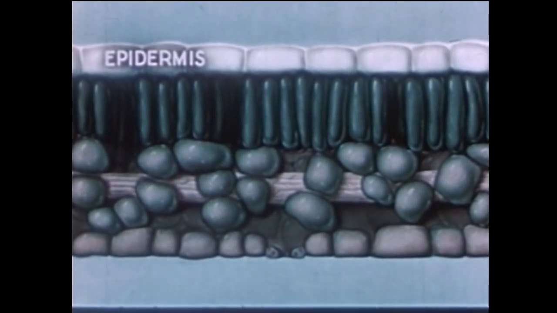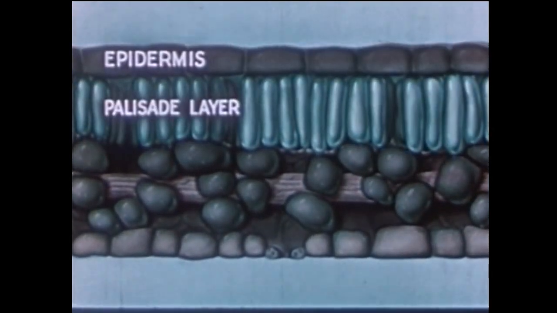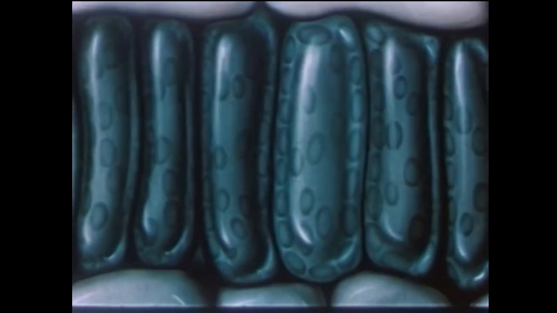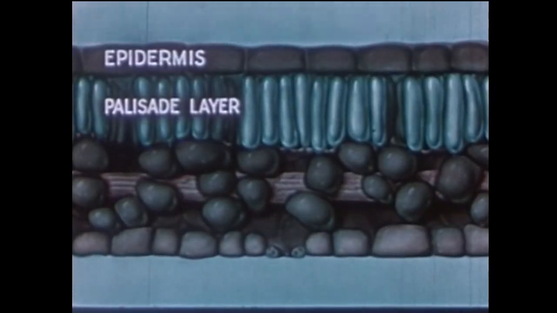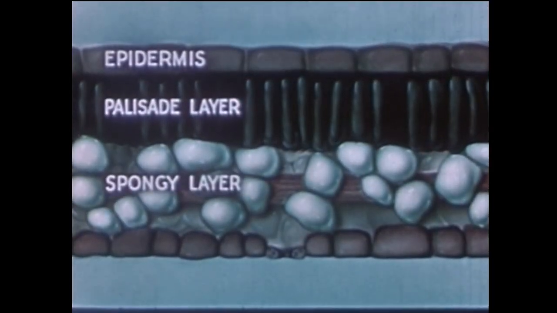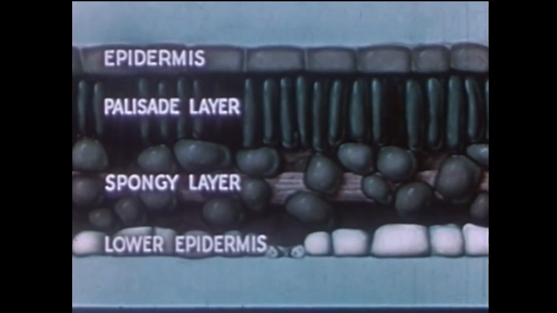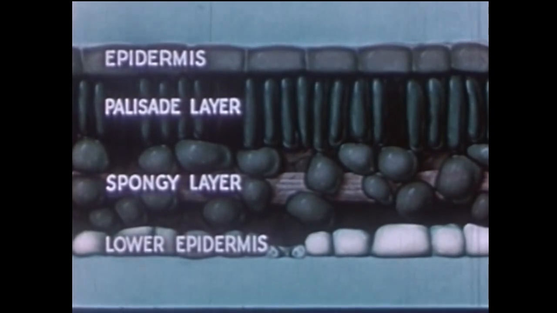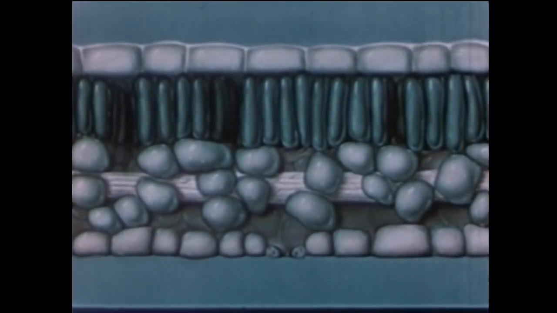Under this transparent surface is a layer of cells like palisades. In this palisade layer is concentrated most of the leaf's green coloring matter. The small green bodies here faintly seen are called chloroplasts. Under the palisade layer is a spongy storage layer just above the lower epidermis. Here we see in cross-section a stoma, or pore.